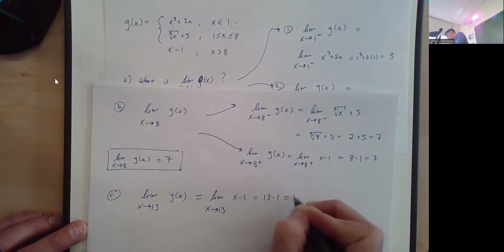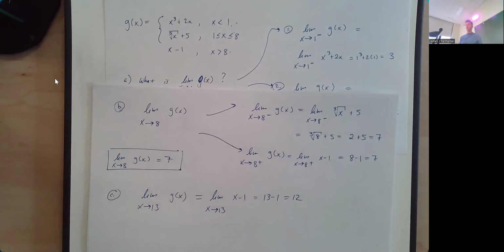That's why we're allowed just to plug in the value x is approaching. You're really just saying, oh yeah, my function is x minus 1. If x is close to 13, the function gets close to something that is 1 less than 13, because that's how math works.